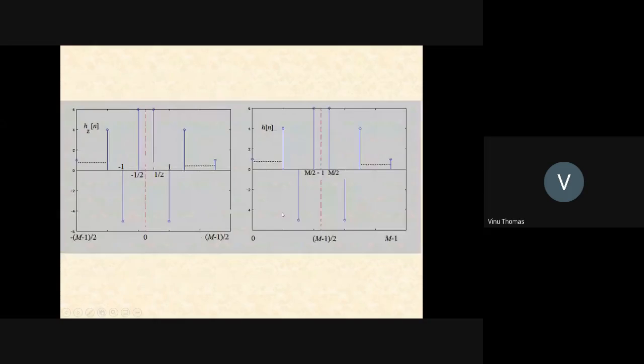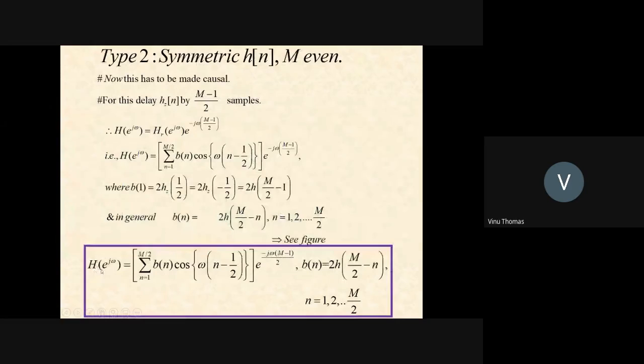So, therefore, you can write H of e power j omega is equal to sigma n is equal to 1 to N by 2 b of n cos omega (n minus 1 by 2) minus 1 by 2 into e raised to minus j omega (n minus 1 by 2), where b of n is equal to 2 h of N by 2 minus n, where n is equal to 1 to N by 2.